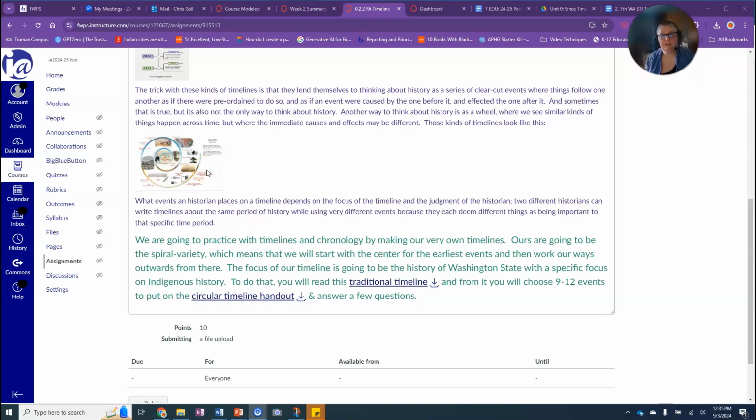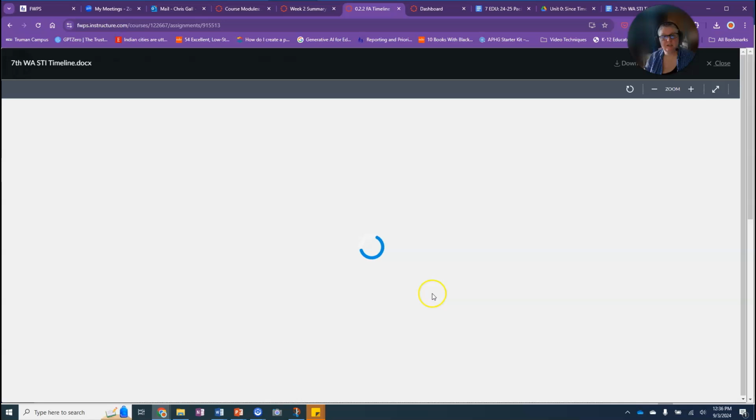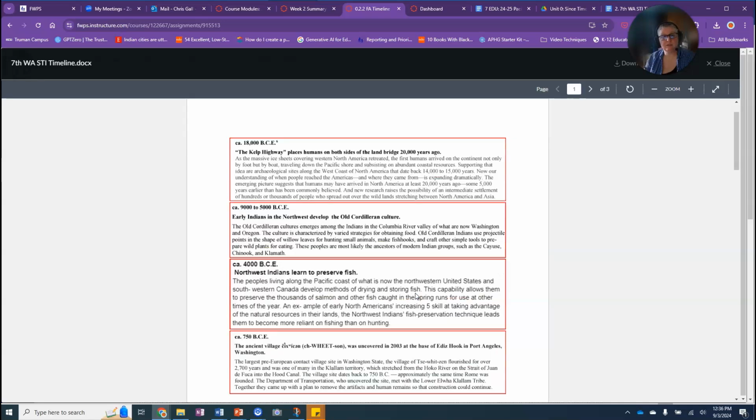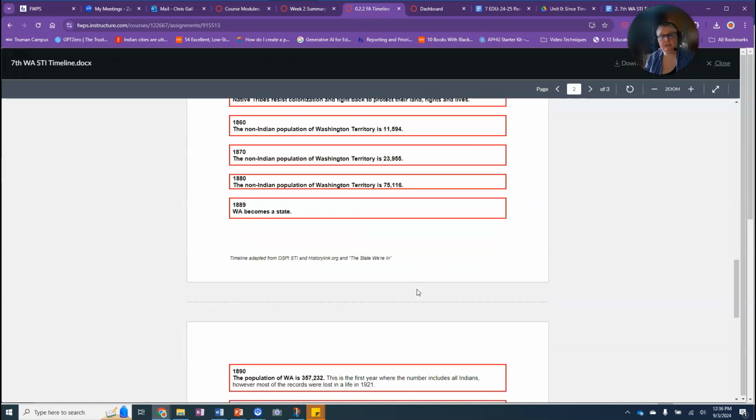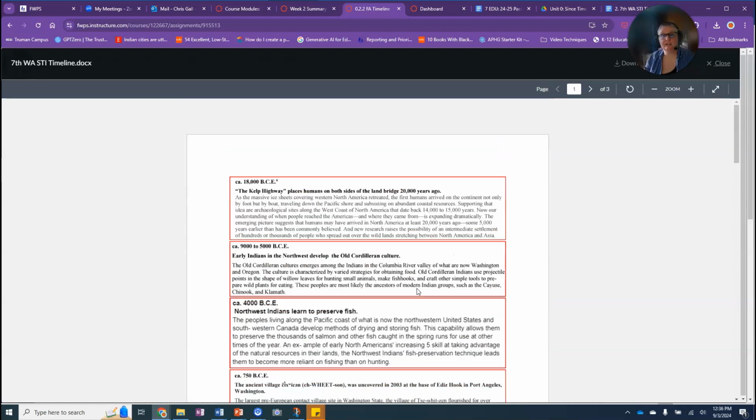The focus of our timeline is going to be on the history of Washington State, specifically on indigenous history. And indigenous, remember, are the folks who were native to the area, so Native American history. We're going to read this traditional timeline, which I'll open up for you really quick, and you're going to pick somewhere between 9 and 12 events from it. There's a lot more than that, but that's okay. It doesn't matter which 9 to 12 you decide are most important in terms of looking at indigenous history. Use your judgment. I'm going to literally go through and count events.